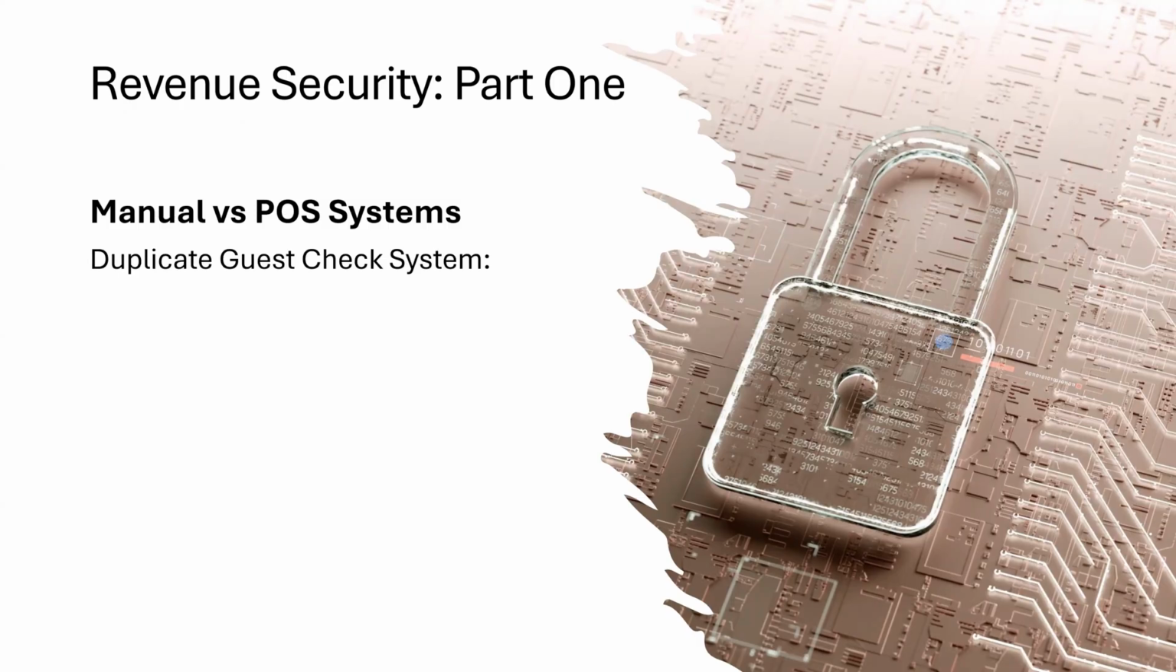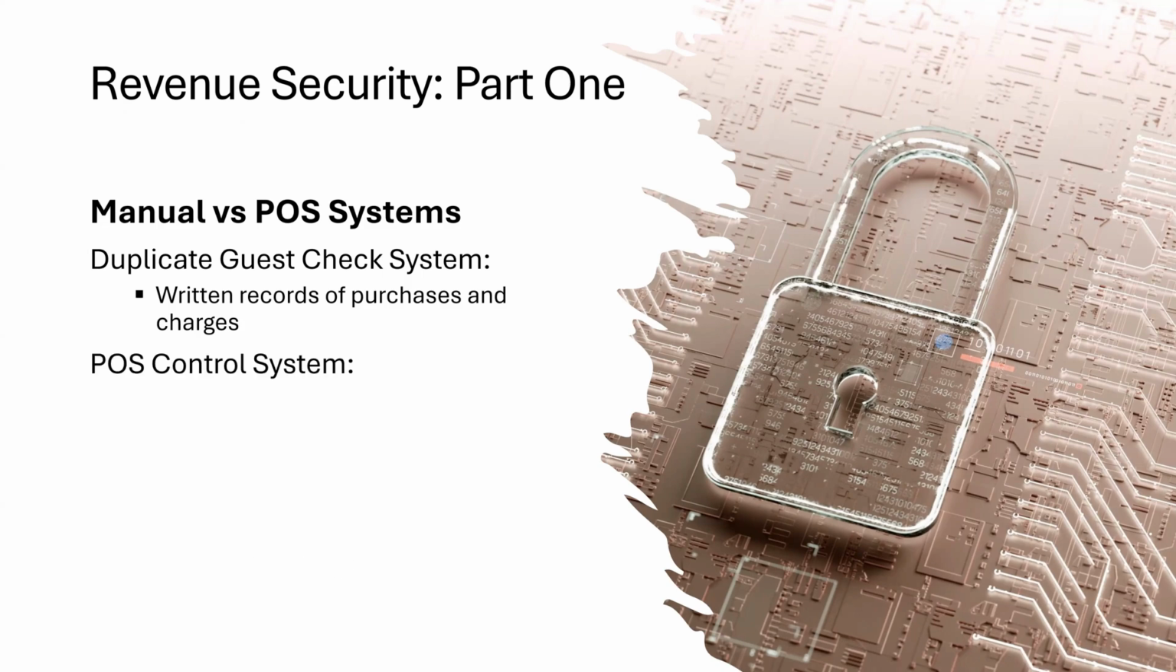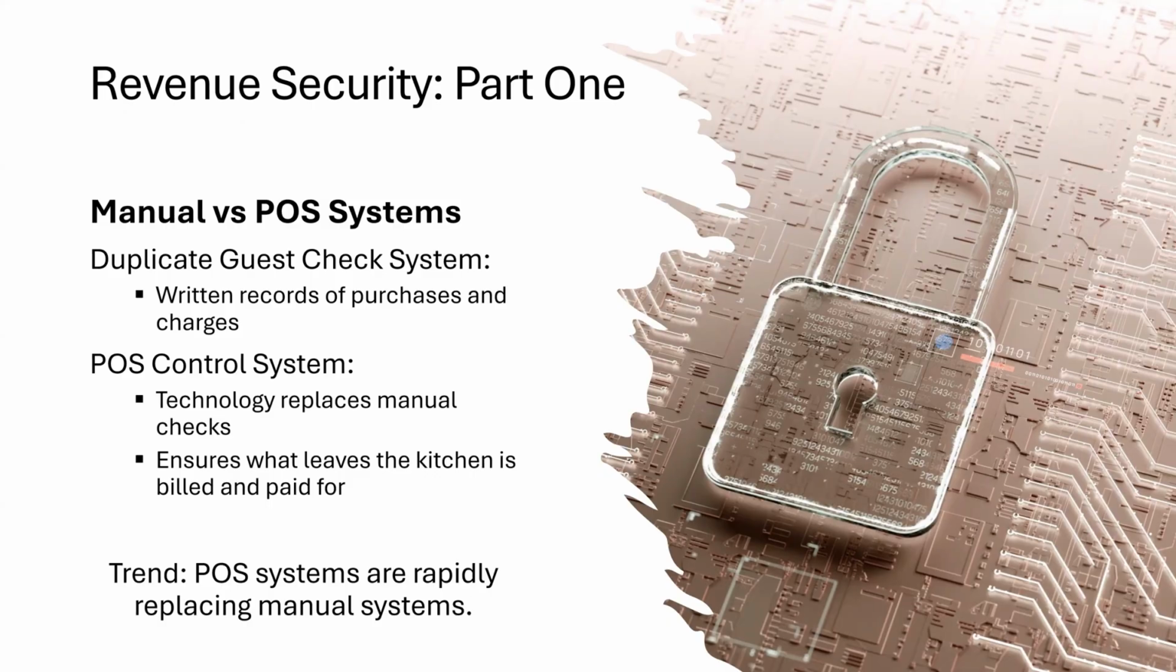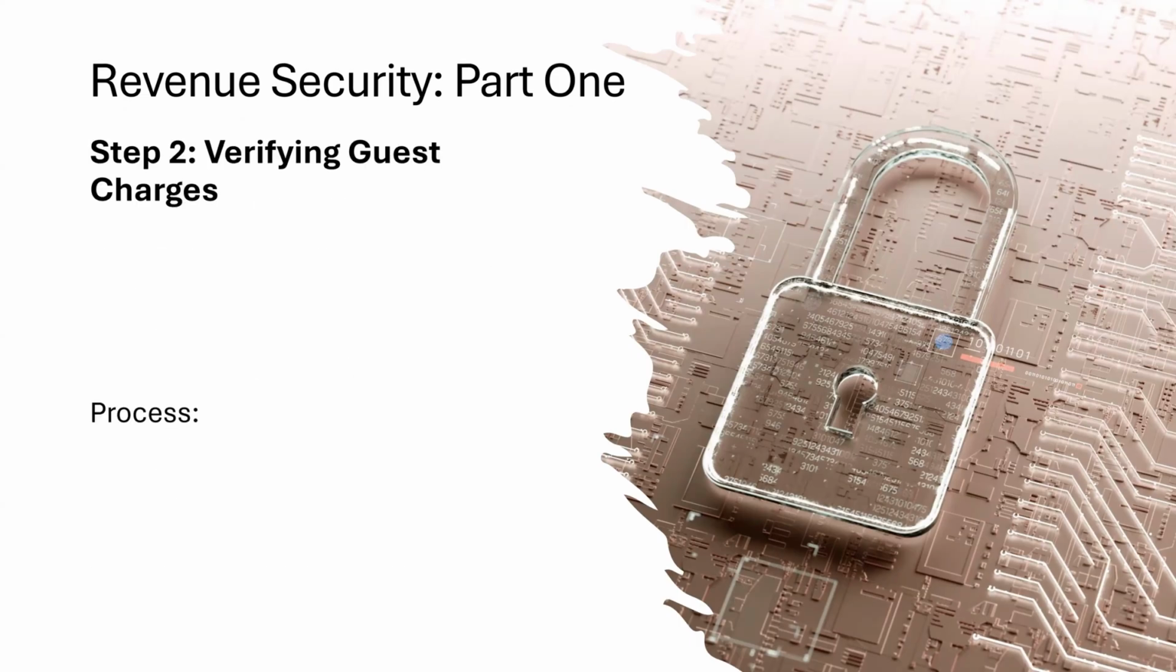So you can use the duplicate guest check system, and there are still some entities that use that. It's really the written records of purchases and charges. But most of the establishments now have point of sale control systems where technology replaces manual checks, ensures what leaves the kitchen is billed and paid for. The trend is point of sale systems are rapidly replacing manual systems, and that is true. Verifying the guest charges, right?